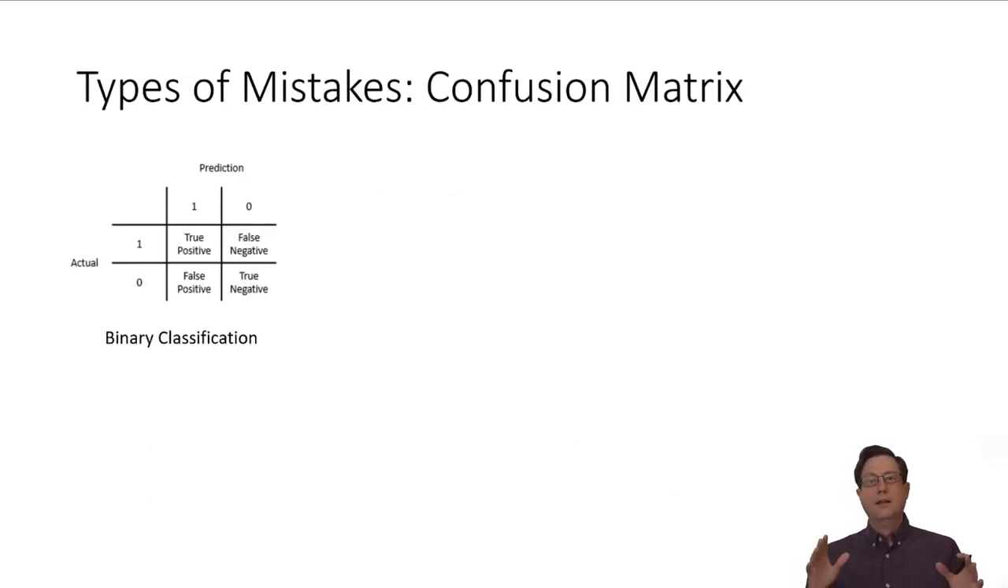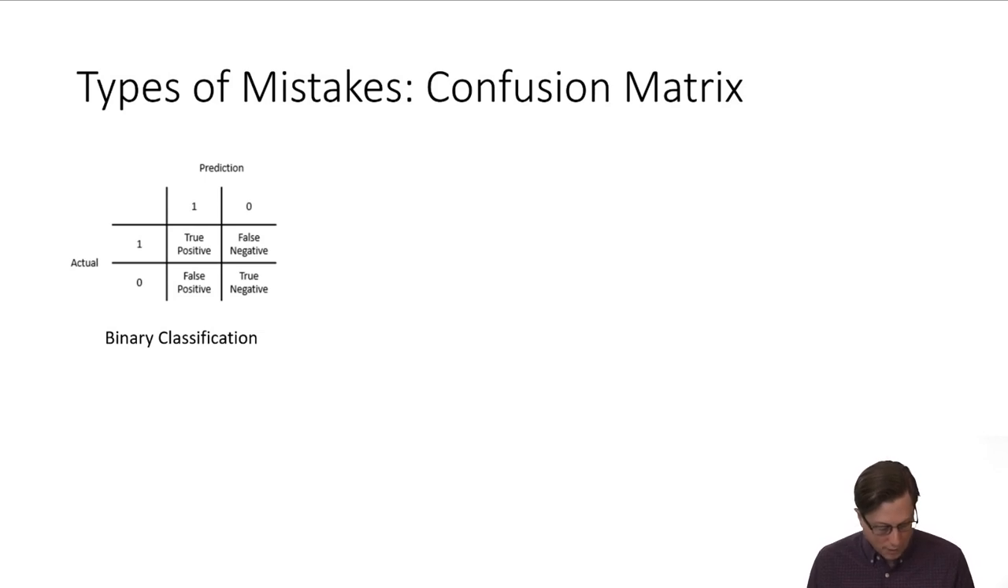Okay, so that was the first pattern for how to do evaluation creation, and a little bit of the types of problems and the complexities that we're going to start to get into in some of the later evaluation lectures. Now let's start talking about the second thing, which is types of mistakes.